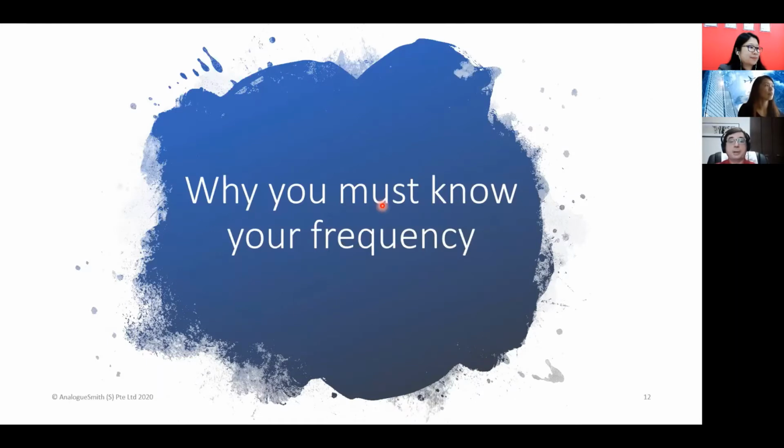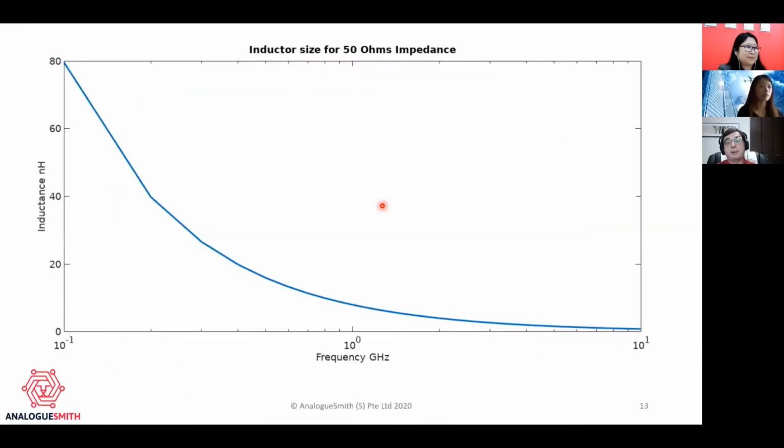Okay, so we come to the next question. Why must you know your frequency? Okay, so we already know that we need to know our impedance. Generally, that impedance is 50 ohms. It doesn't have to be, but in this case, let's say we're working at 50 ohms. Okay, so now we've got 50 ohms, and we want an inductance that gives us a 50 ohm impedance.